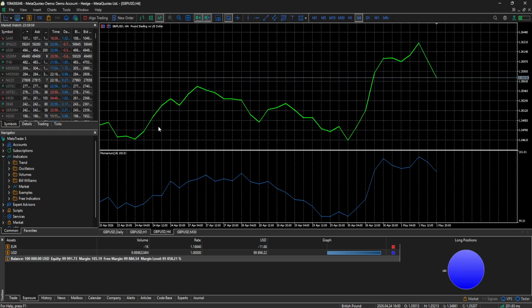In today's video, I'm going to teach you how to use the Williams percent range indicator in MT5. By the end, you'll know exactly how to add it to your chart, what its key setting does, and how to read its signals with confidence.